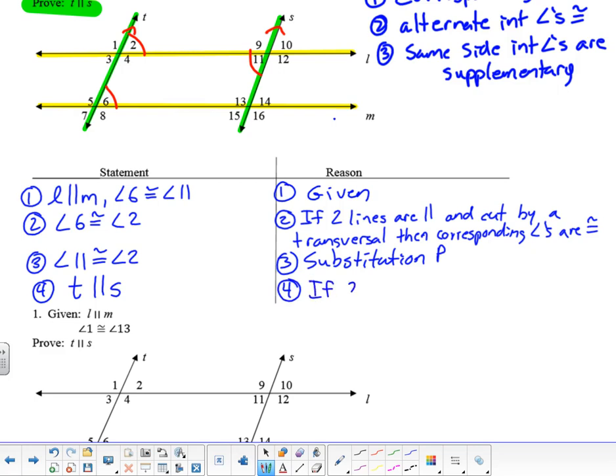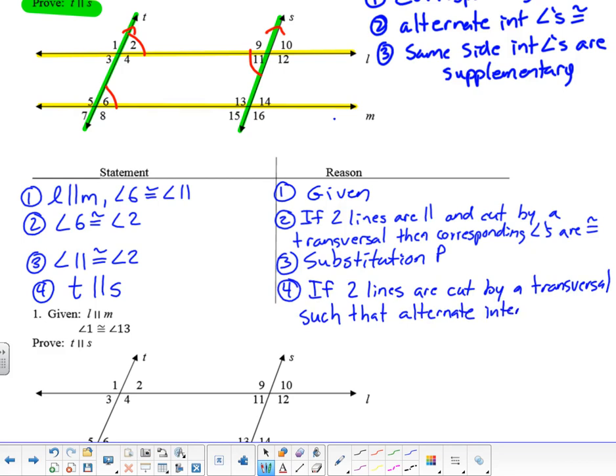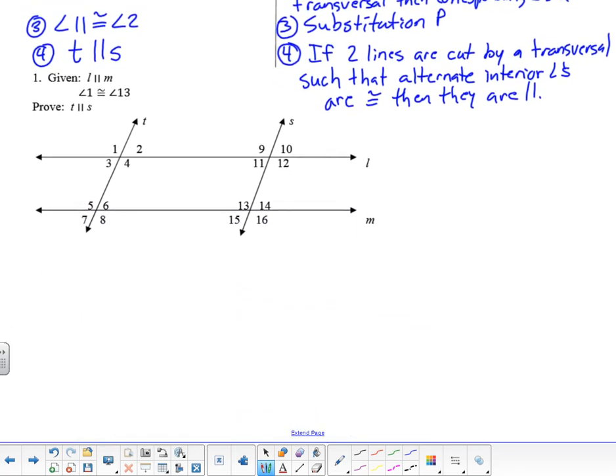And we write it like this: if two lines are cut by a transversal such that alternate interior angles are congruent, then they are parallel. Our last statement is the thing we're trying to prove. That is not the only way to do this question, but it is one way. There's a whole bunch of different ways you could approach it, so I'm just trying to give you some different options.